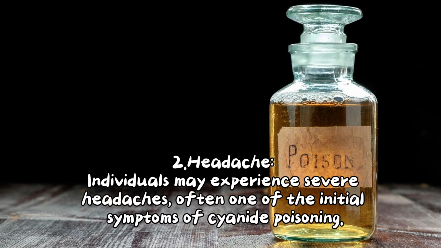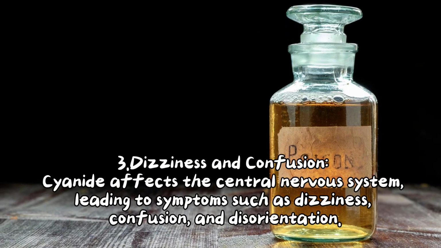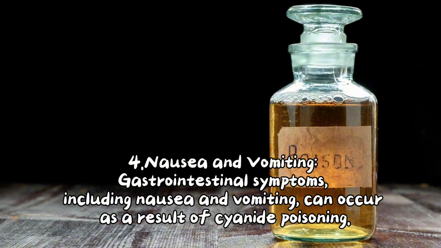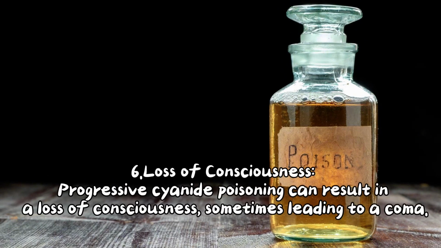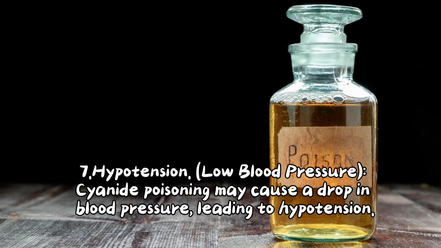Individuals may experience severe headaches, often one of the initial symptoms of cyanide poisoning. 3. Dizziness and confusion. Cyanide affects the central nervous system, leading to symptoms such as dizziness, confusion, and disorientation. 4. Nausea and vomiting. Gastrointestinal symptoms, including nausea and vomiting, can occur as a result of cyanide poisoning. 5. Seizures. In more severe cases, cyanide toxicity can lead to seizures, which may be generalized or focal. 6. Loss of consciousness. Progressive cyanide poisoning can result in a loss of consciousness, sometimes leading to a coma. 7.